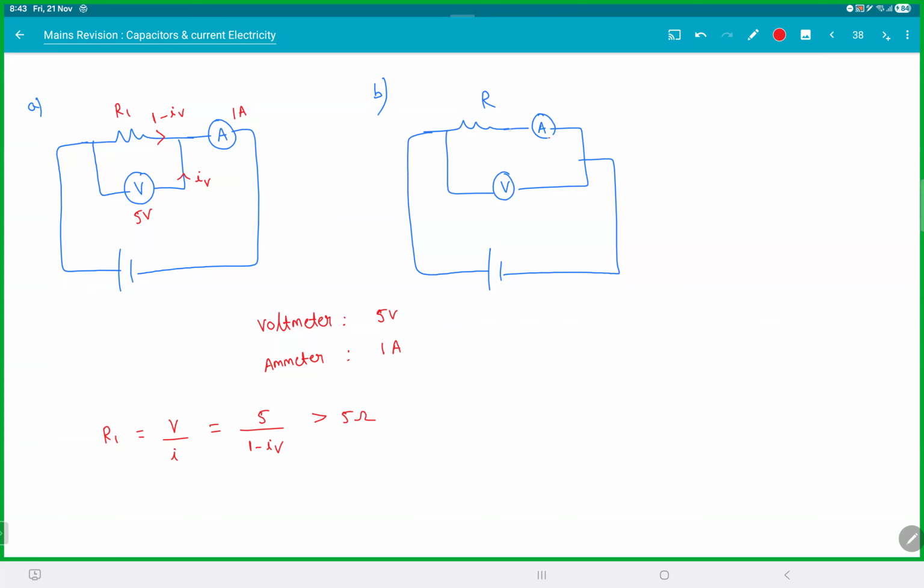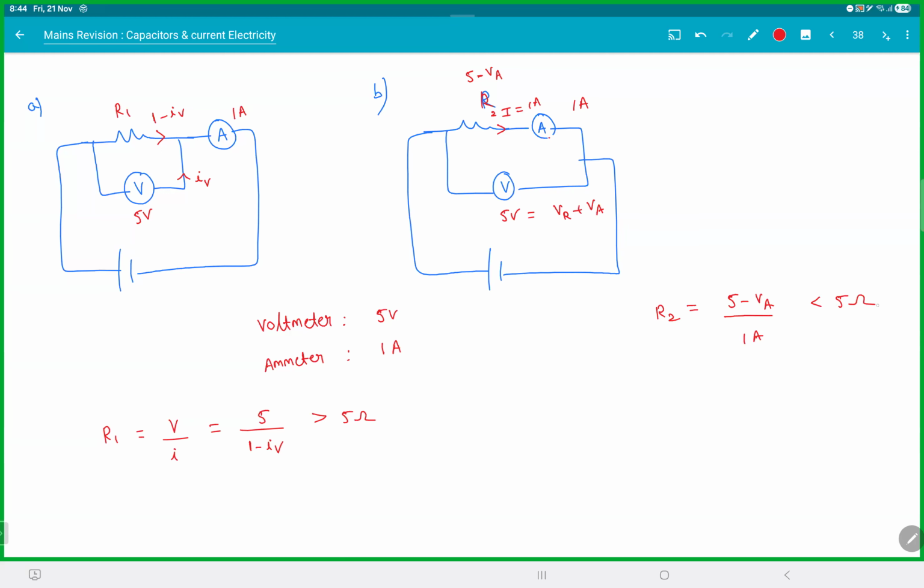In the second case, they will have the same current. So when you say this is 1 ampere, this is also 1 ampere. But when you say this is 5 volt, the voltage across the resistance will be 5 minus the voltage of the ammeter. So this is the resistance of the VR plus VA combination. Are you getting it? So in this case, the resistance, let's call it R2, will be the voltage 5 minus VA, by the current. So this will be less than 5.